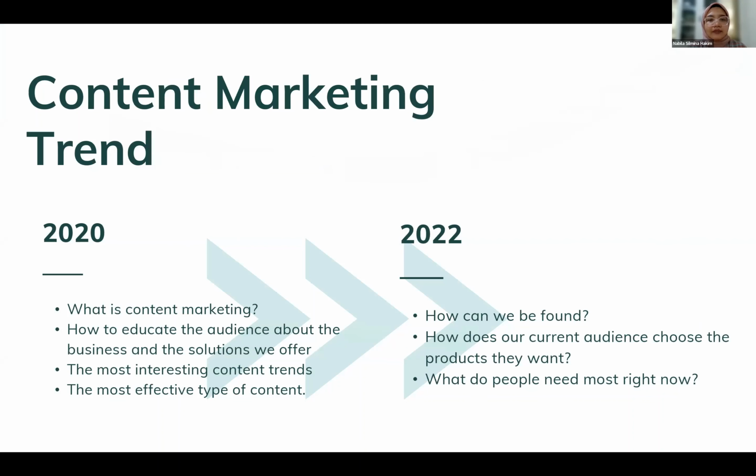Back then, most people were still asking what content marketing is, and some businesses were still trying to find out how to educate the audience about the business and its solutions. They were also searching for the most interesting content trends and the most effective types of content. But currently in 2022, several things have shifted. Now businesses ask how they can be found by their customers, how their current audience chooses the products they want, and what people need most right now. So there is a bit of a difference between then and now.